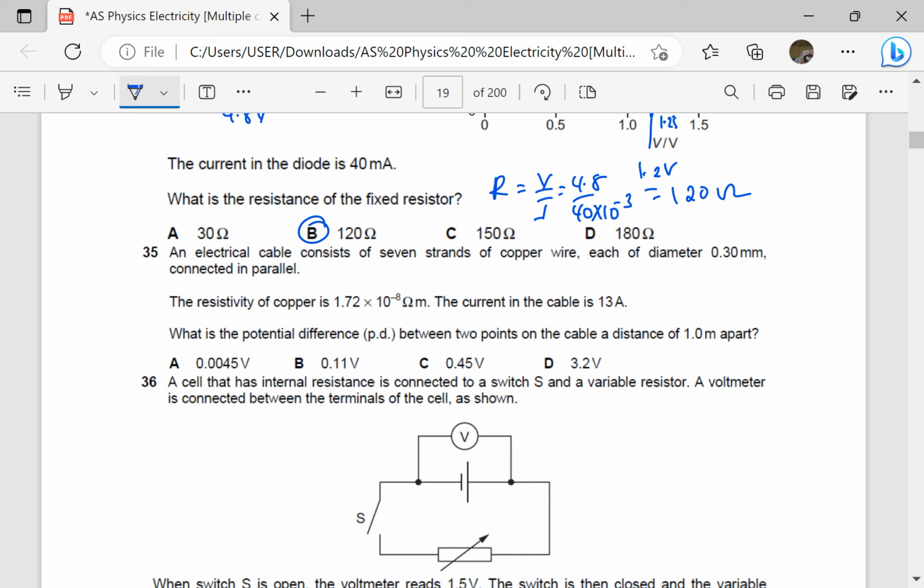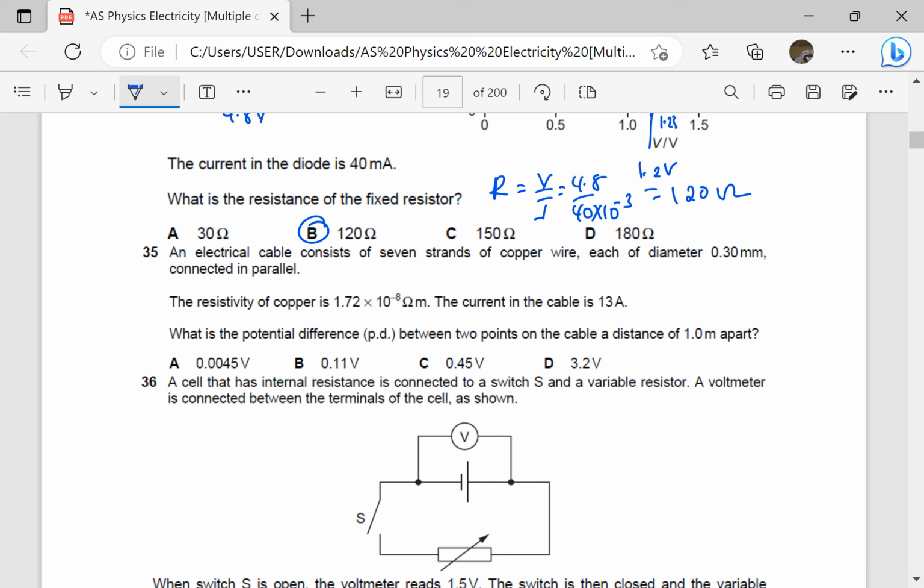An electrical cable consists of 7 strands of copper wire, each of diameter 0.3 millimeters, connected in parallel. The resistivity of copper is 1.72 times 10 power negative 8 ohm meters. The current in the cable is 13 amperes. What is the potential difference between 2 points on the cable, distance 1 meter apart?